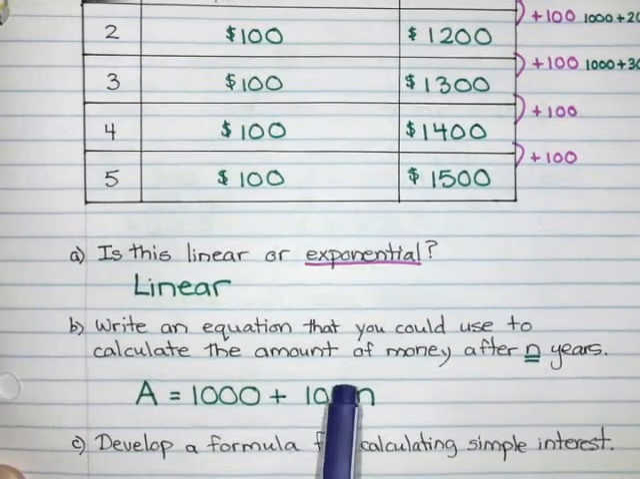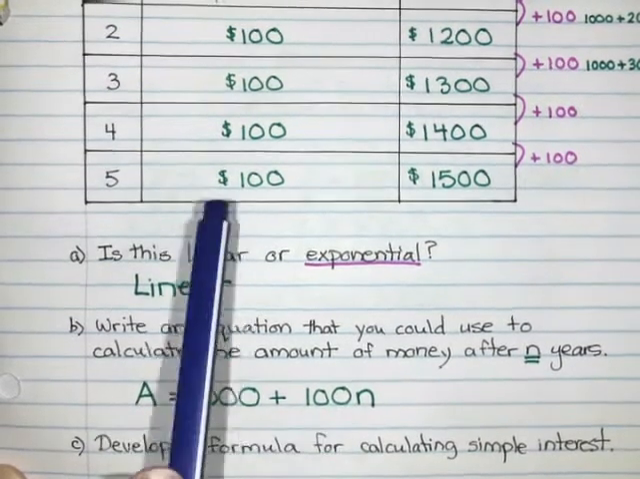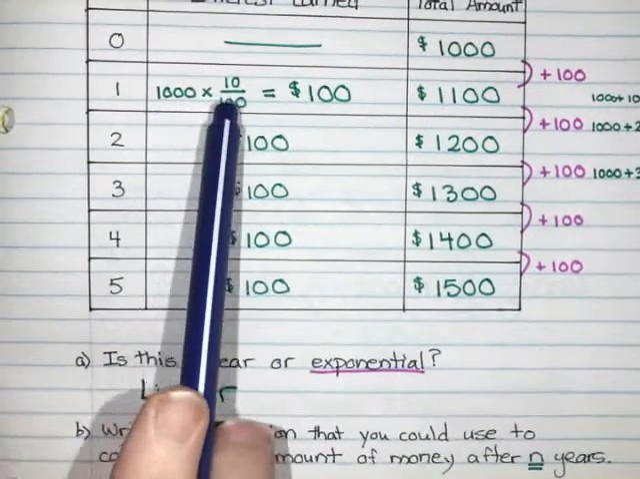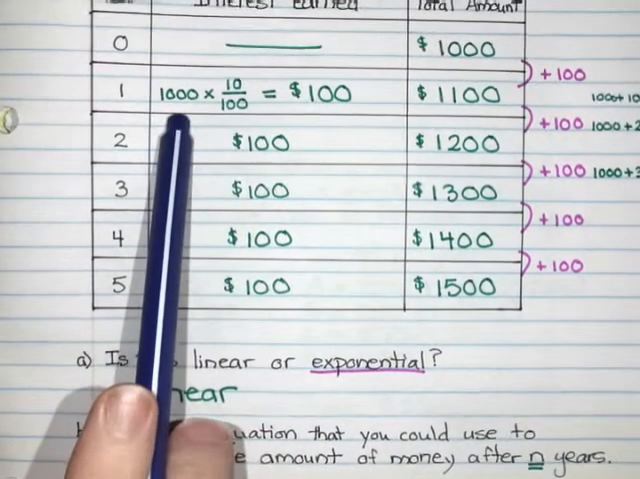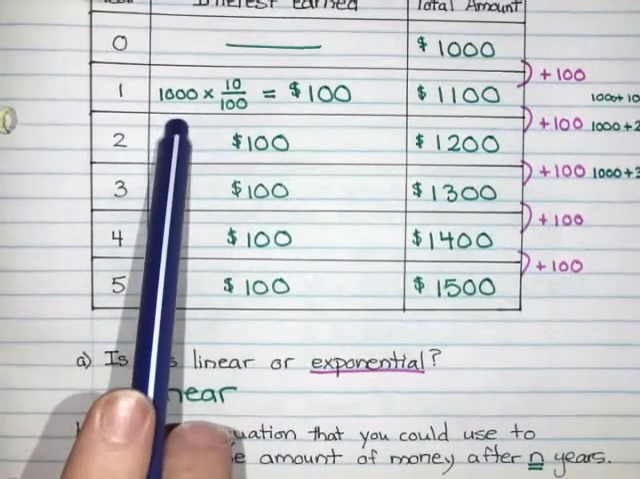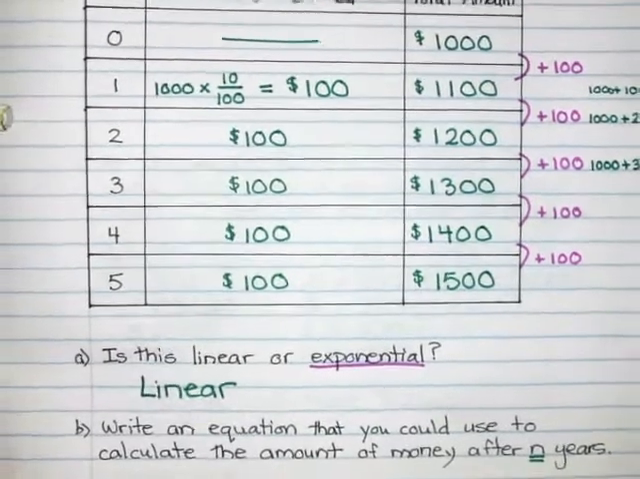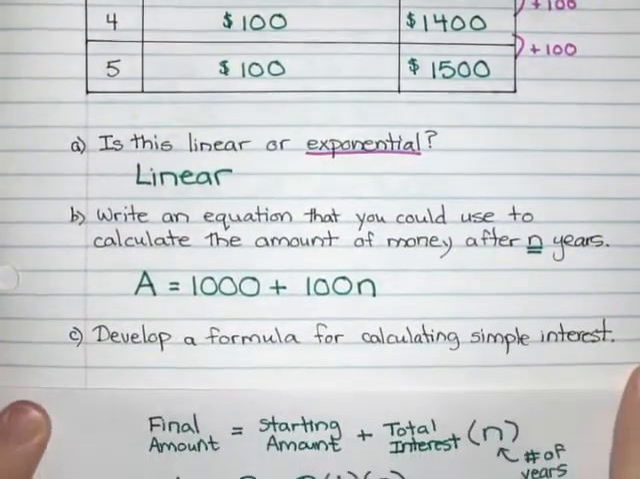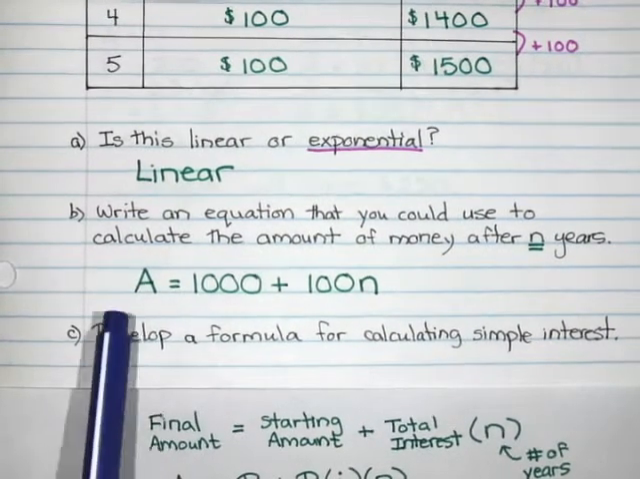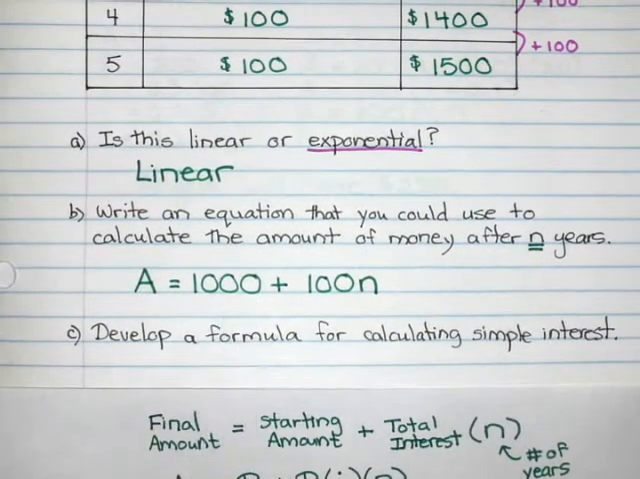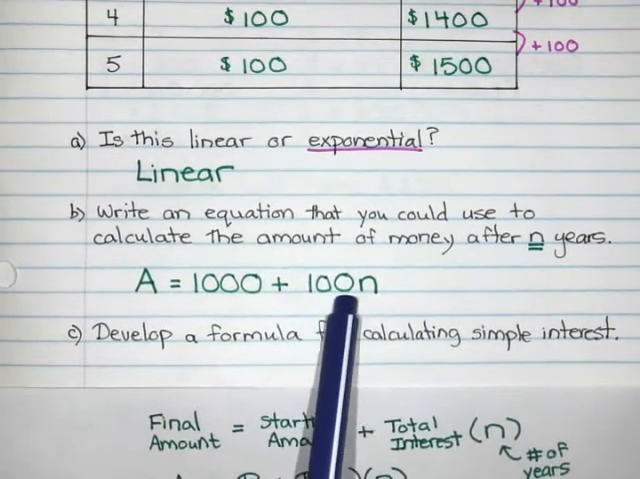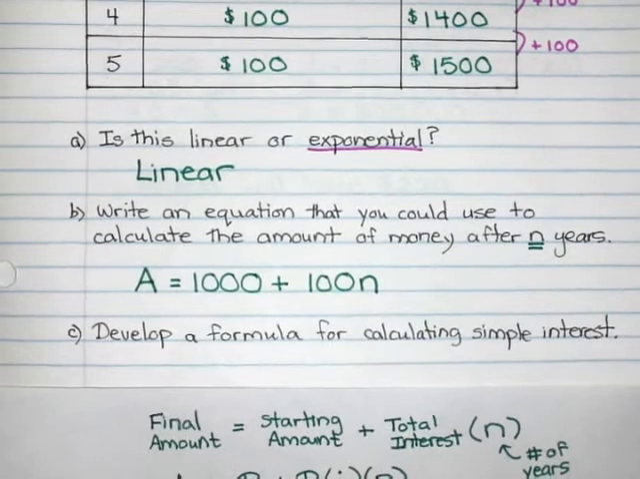Now that $100 was our interest. How did we get our interest? We took 10% of $1,000. So we did 10% of our principal, or our starting amount. I started with a word equation, and I said that our final amount is our starting amount, or principal, plus the total amount of interest that we were getting each year times the number of years.